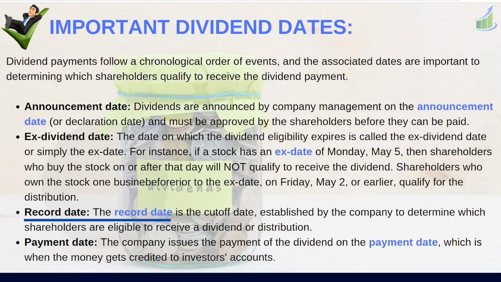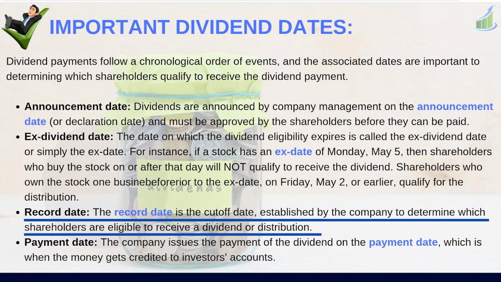Then the record date. The record date is the cutoff date established by the company to determine which shareholders are eligible to receive a dividend or distribution. Suppose you hold X number of shares in your demat account. Even companies do pick and choose which shareholders. Sometimes they give it to all the shareholders, but sometimes they use a lottery system to pick and choose. So that is the record date. On a particular date, it will be recorded that these people will get the dividend.